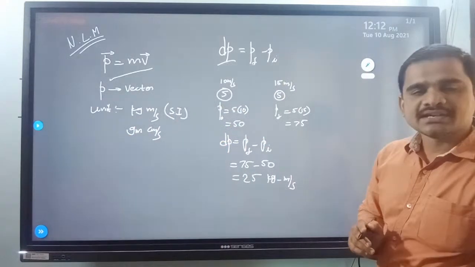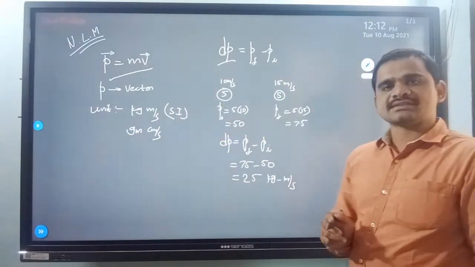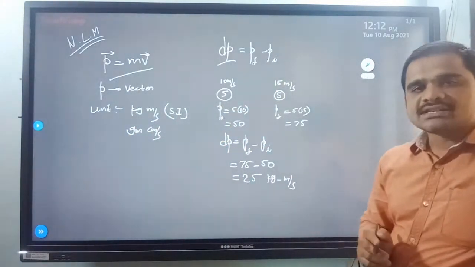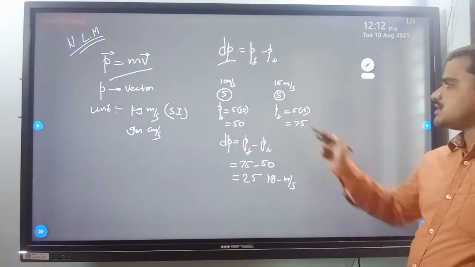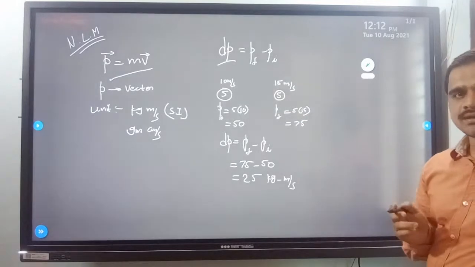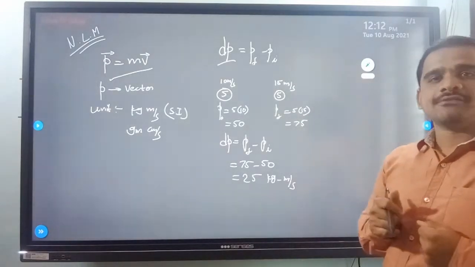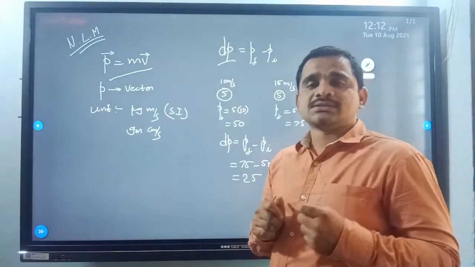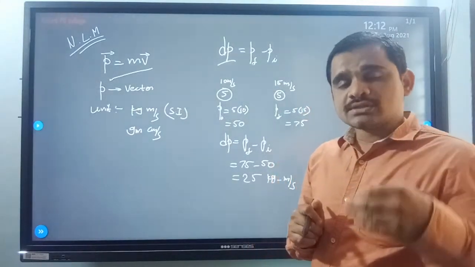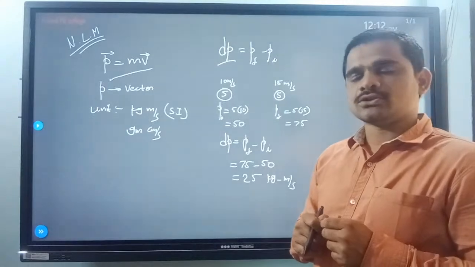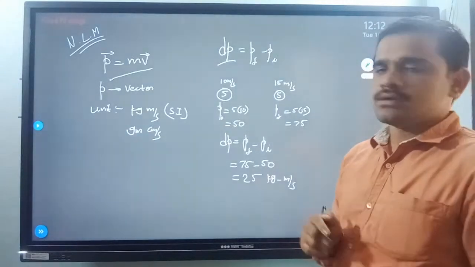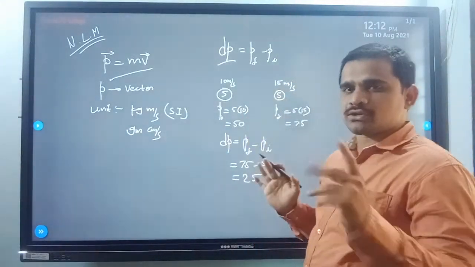A body of mass 5 kg moving with a velocity of 10 meters per second, after some time its velocity becomes 15. What is the change in linear momentum? In this way, you have to simplify it. This type of models we have here. Why I am saying these problems here: try to solve the problems and it helps a lot in future after joining here. Try to learn how to solve the problems. That's what I'm discussing here.